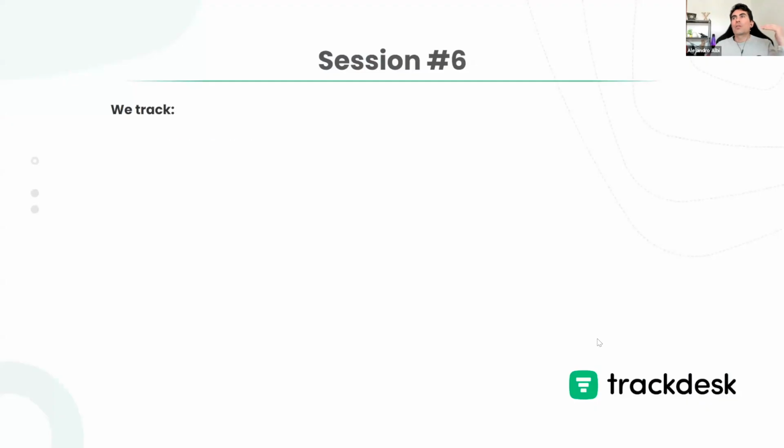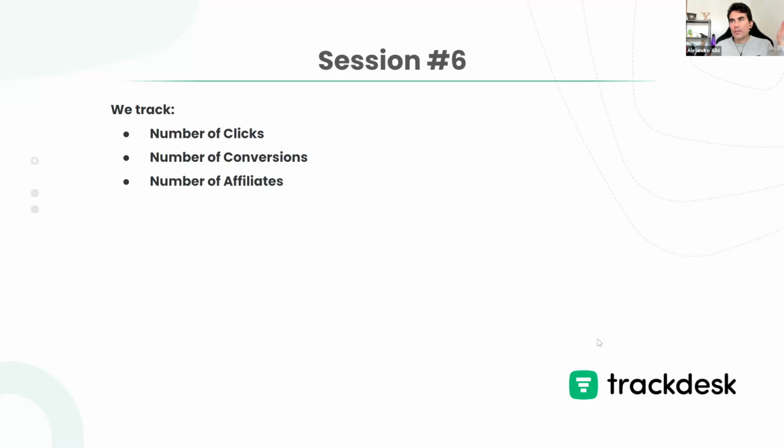So in short, the clicks, the conversions, the affiliates, the revenue generated by the affiliates, because we don't care about the rest of the revenue that you generate. We just care about the revenue that your affiliates generate. But of course, there's more things that we can track.